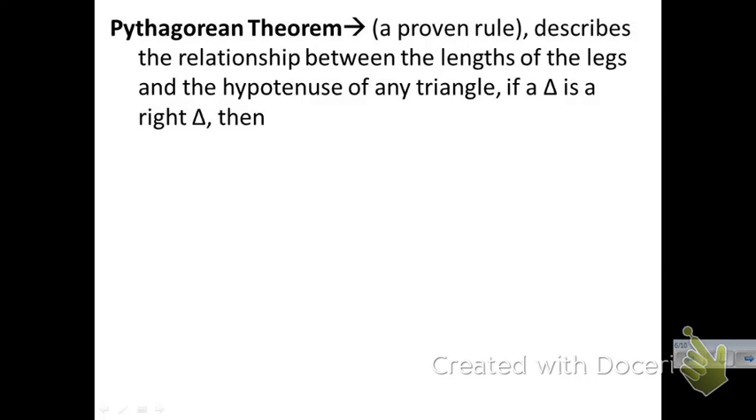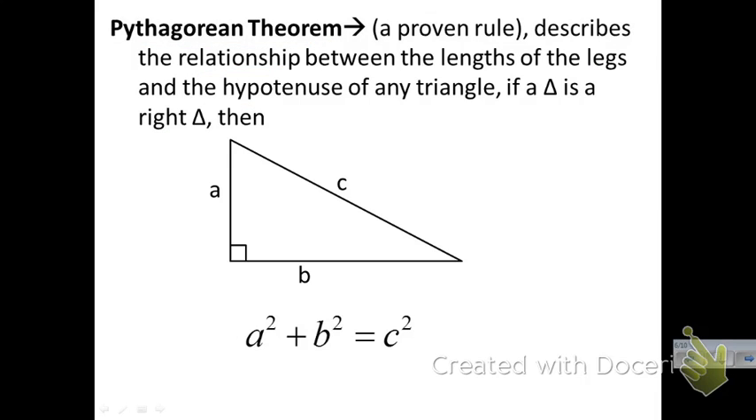The Pythagorean theorem is a proven rule, and it describes the relationship between the lengths of the legs and the hypotenuse of a right triangle. It says if a triangle is a right triangle, and that's really key, for you to be able to apply the Pythagorean theorem, it has to be a right triangle. Then, and I have a picture of a right triangle, we get a squared plus b squared equals c squared. We actually sang this today to the tune of We Will Rock You: a squared plus b squared equals c squared, to help us remember that. Remember, the only way that we can use this formula is if you have a right triangle.